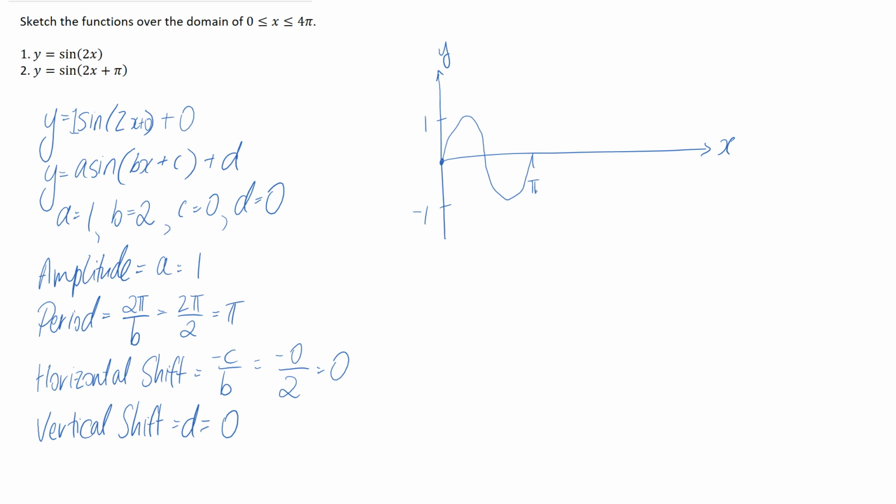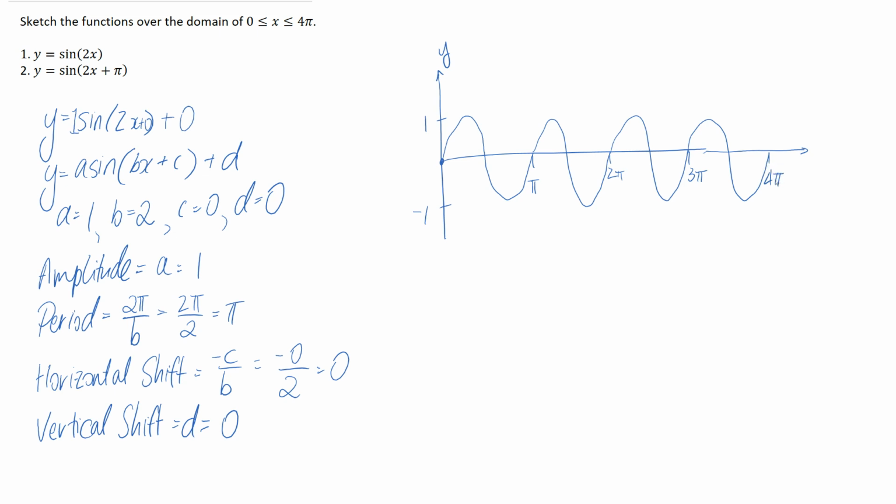So I think we were asked to draw it up to 4 pi, so we should be able to just extrapolate this. So that would be 2 pi for another segment, 3 pi, I'm going to run out of space, extend this along. And one more segment is going to take us to 4 pi.